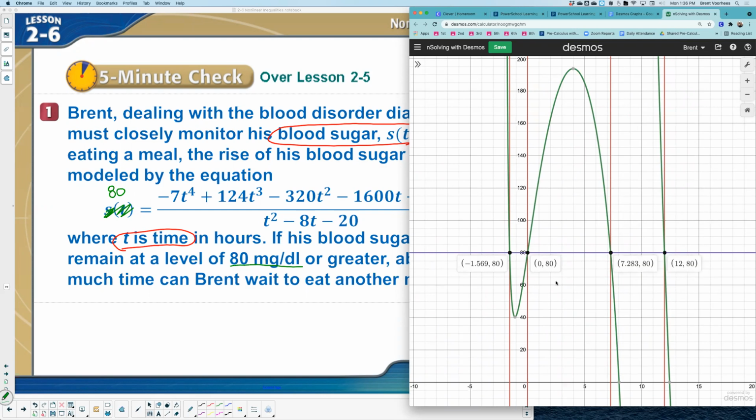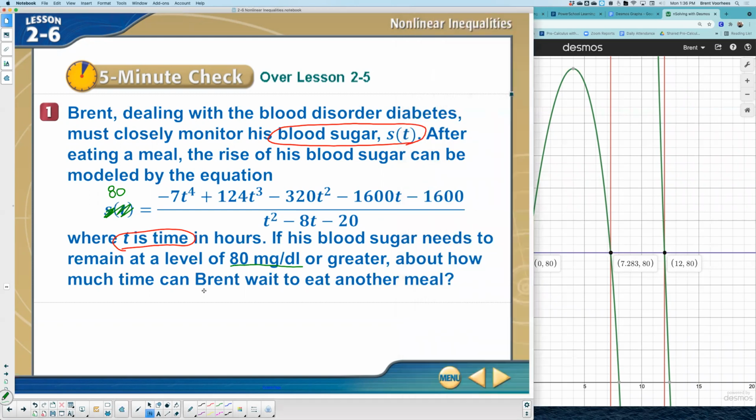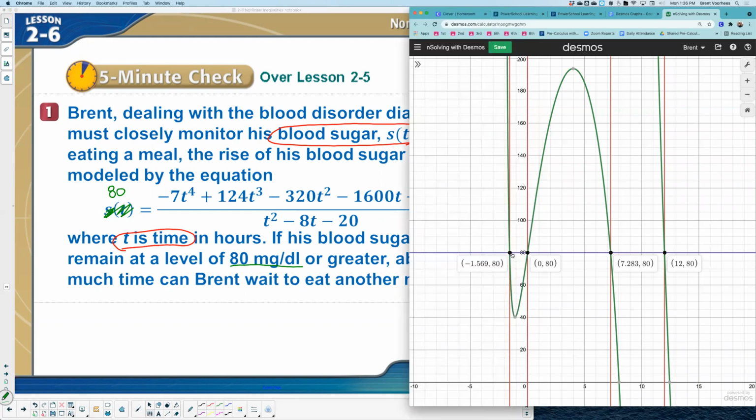So we've already discussed this. In real world, where must my answers be located? On the right side. They have to be in the first quadrant. So is this first answer possible? Can I wait a negative amount of time to eat food? That's what the problem asks. How much time can I wait to eat another meal? Okay, so that one's out.